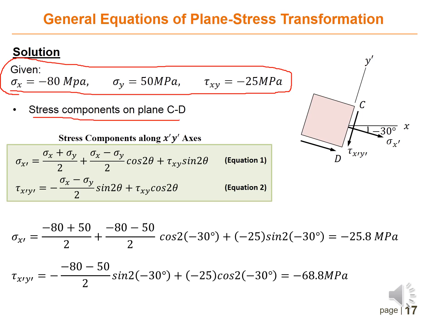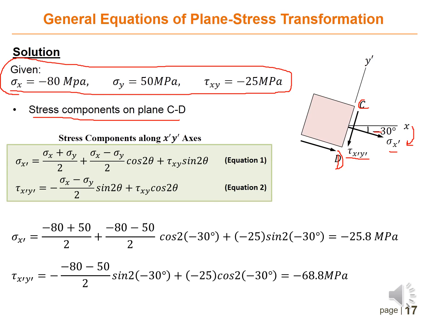So let's say this is the plane CD. The stresses involved in plane CD are sigma x prime and tau x prime y prime. The angle is negative 30 degrees. Why is it negative? Because it is oriented clockwise, so the sign is negative here.